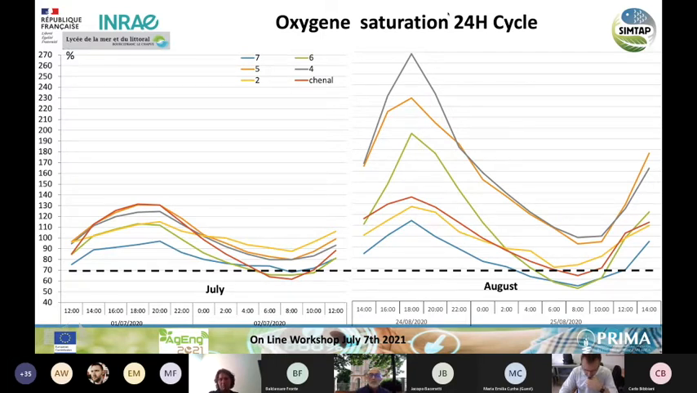You can see that in July we had variation between the daylight and the night, with sometimes for some of the ponds very low levels of oxygen. In August we had very high variation inside the ponds, especially with oversaturation of oxygen due to the phytoplankton concentration. And you see that there are many high differences between the ponds.